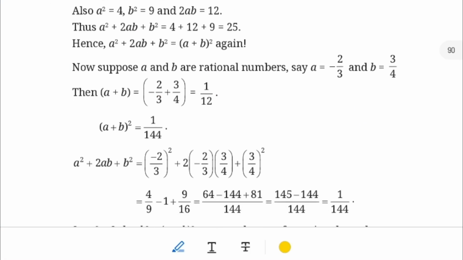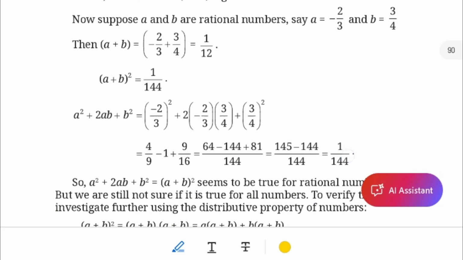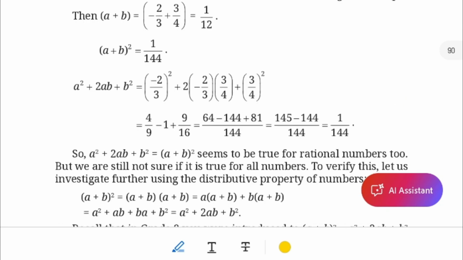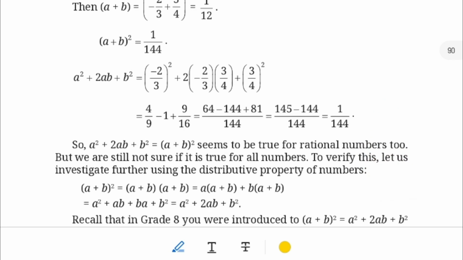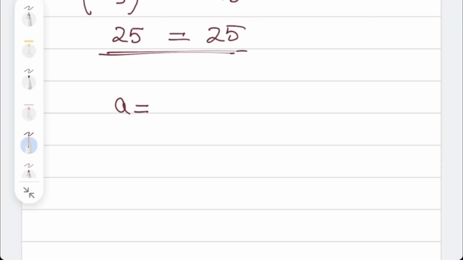Here the two fractions are minus 2 by 3 and b is 3 by 4. So we can do this for these fractions as well, and we will get both sides as equal. Now you can follow in the same place. It is already given in the textbook, but we can do this. So here a is given as, can you see this? A is given as minus 2 by 3 and b is given as 3 by 4. Here we are going to prove this identity.